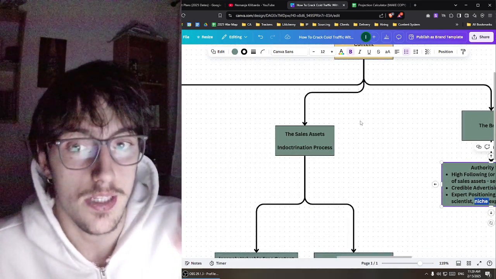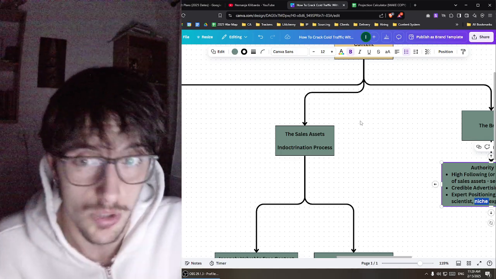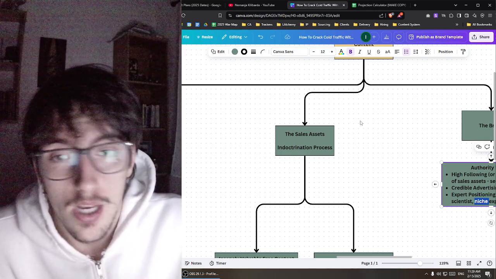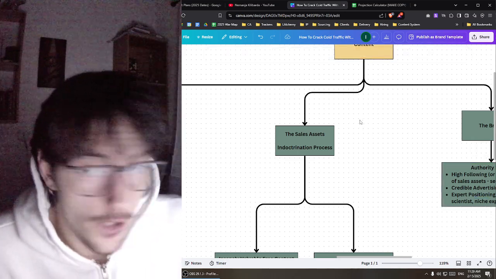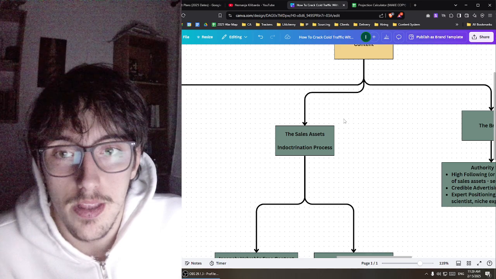Which on cold traffic is extremely important because people just don't trust you. There's a massive lack of trust. That's the first hurdle you have to get over with cold ads.